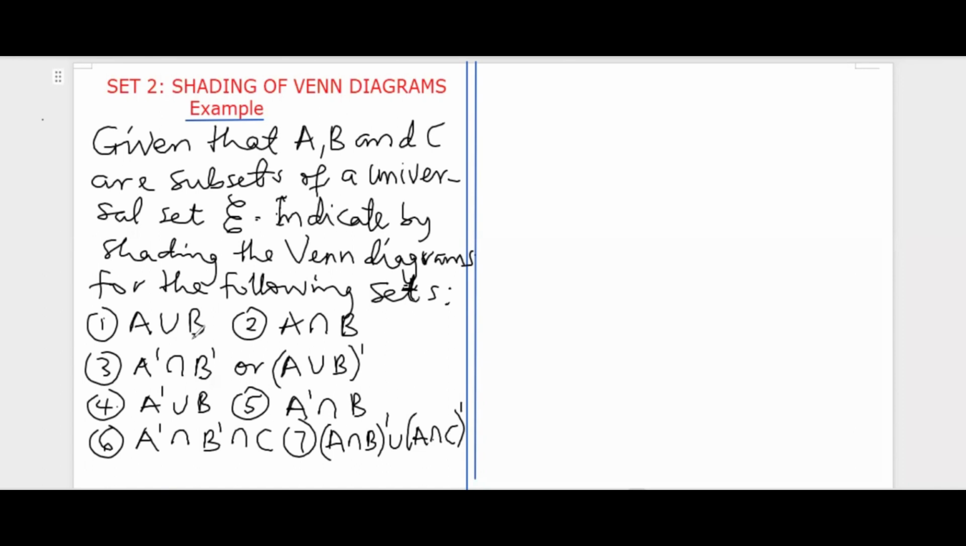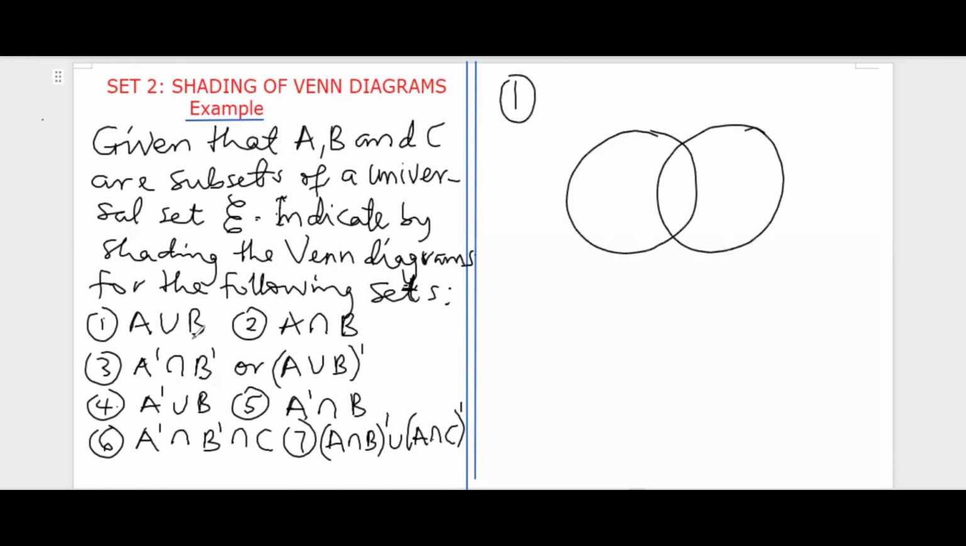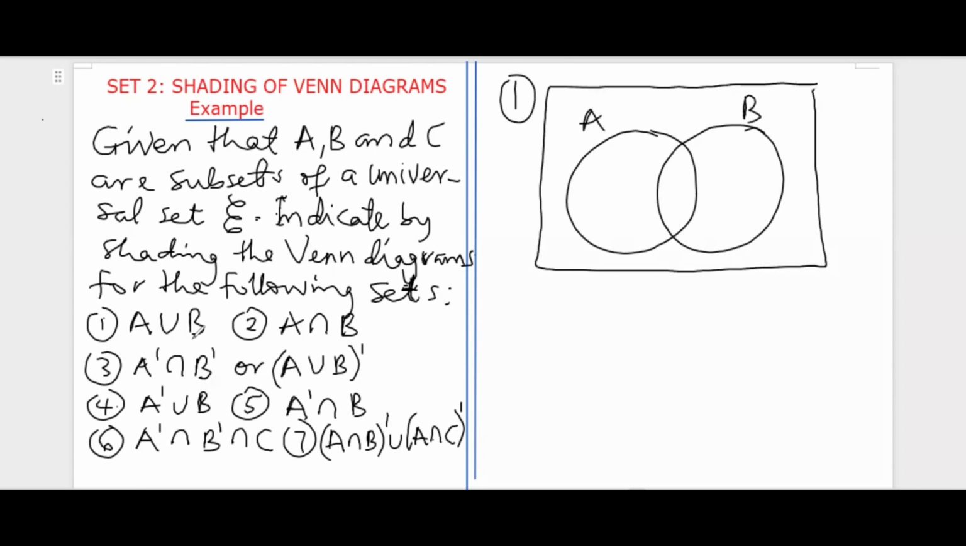A union B. So the first one is that you have set A, you have set B. This is A and this is B. And this is our universal set covering everything. So we can see both A and B, they are inside the universal set. And they said A union B.